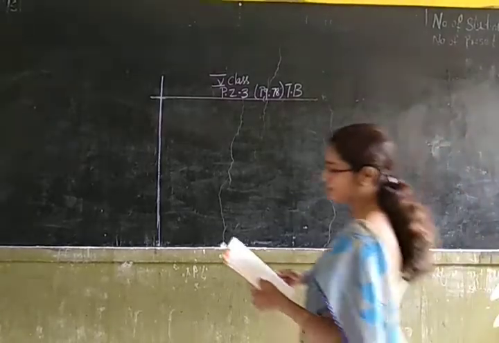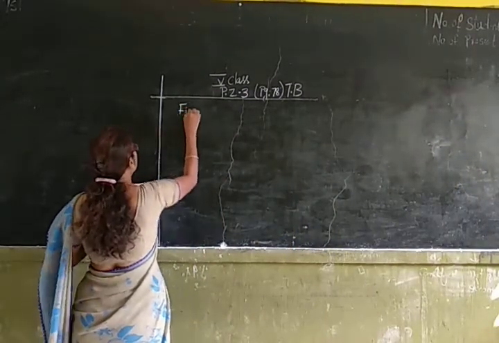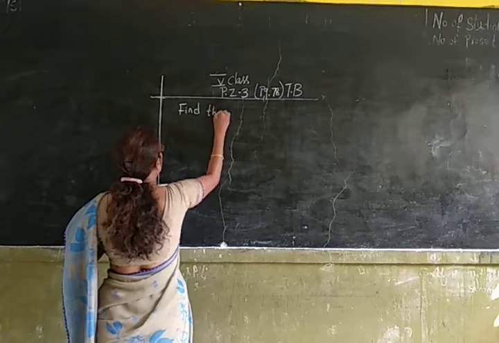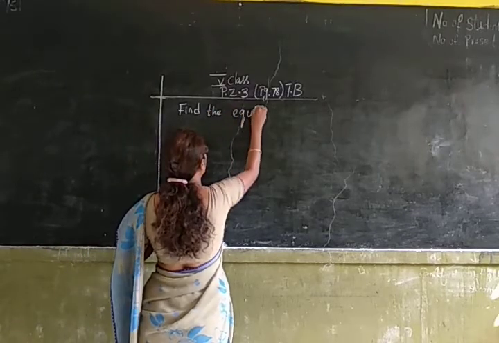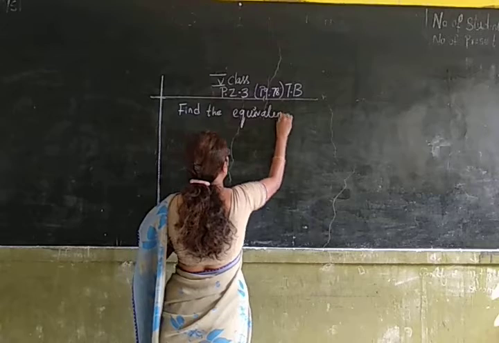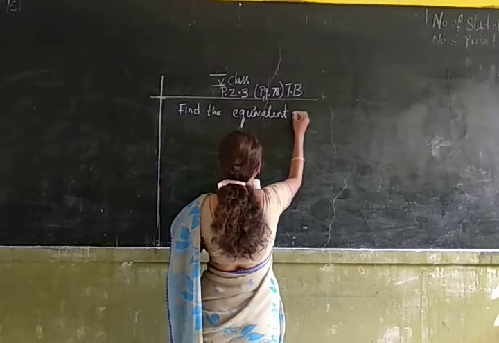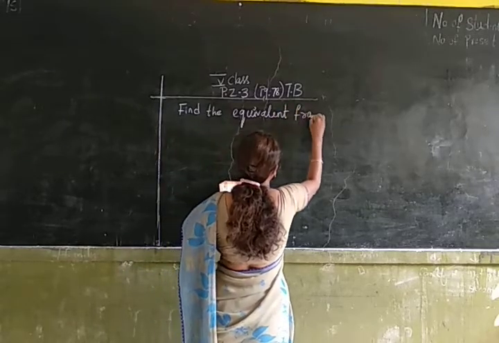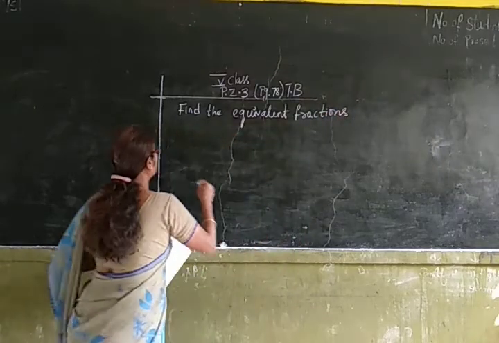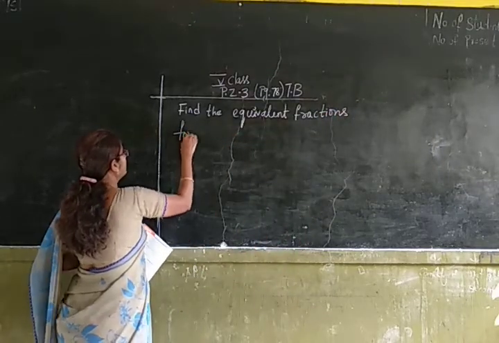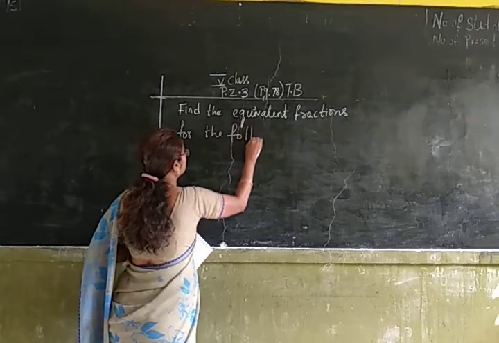So let us do the practice zone 3. Find the equivalent fractions. Find the equivalent fractions for the following.